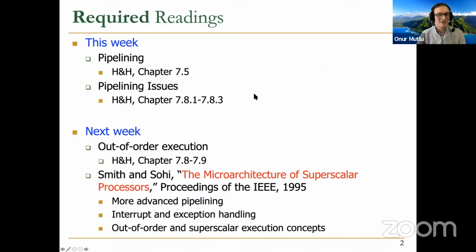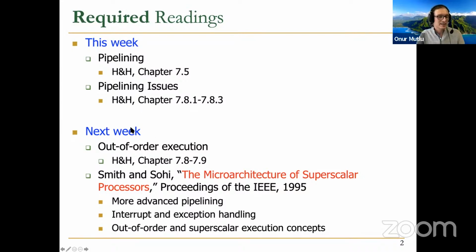Okay, so this is what we're going to do. Today, we're going to start pipelining. We'll start some pipelining issues, and there are a lot of interesting issues that we come up with in pipelining because we're going to process multiple instructions in parallel, concurrently, at the same time. And we're going to continue those issues next week, data dependencies, control dependencies.